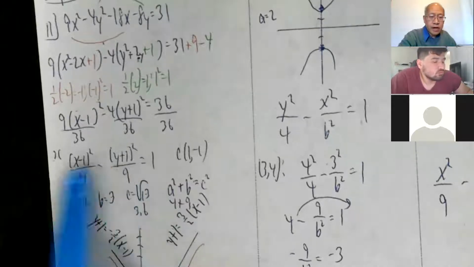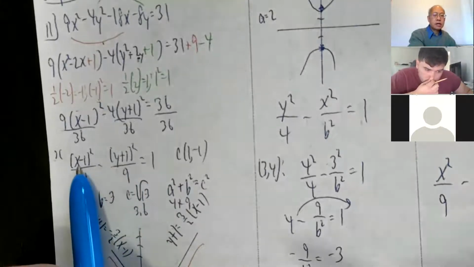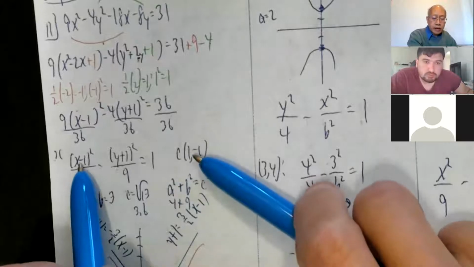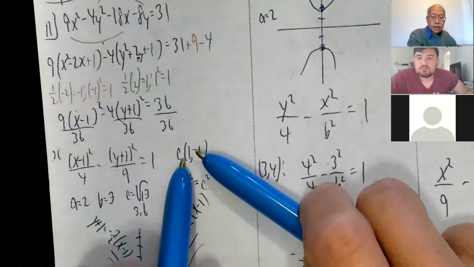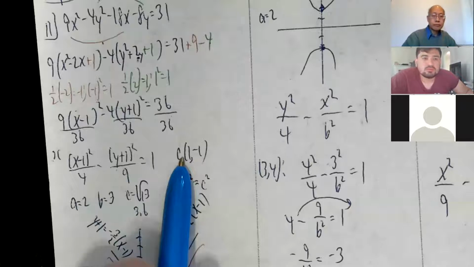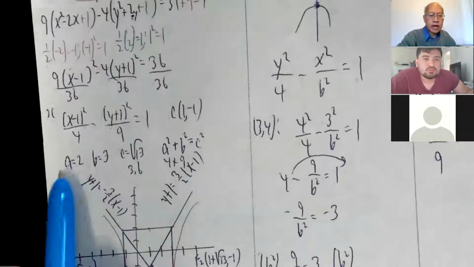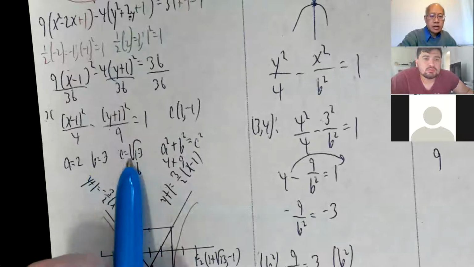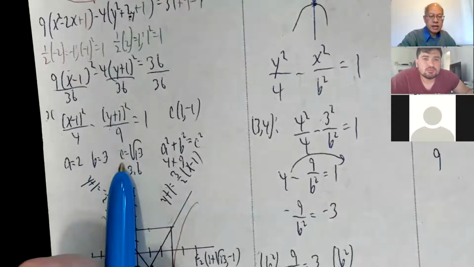X positive, y negative. It goes left and right. The center is 1, -1. Translation of 1 to the right and 1 down. So the center is 1, -1. And there's our old familiar friend: a is 2, b is 3, c is radical 13. We saw that before. It's the same math.